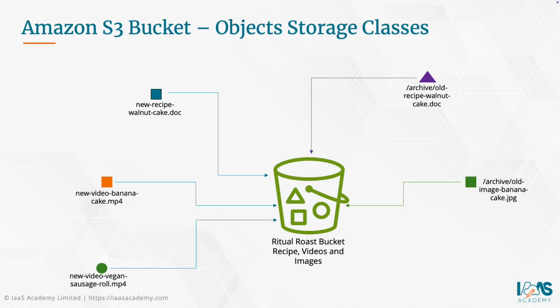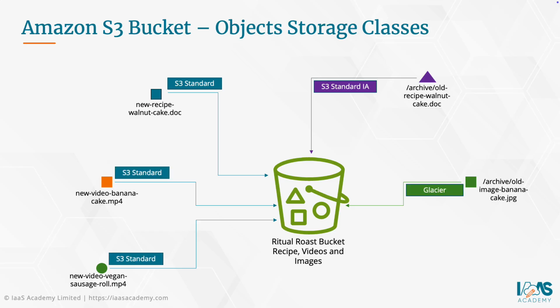Regardless of the amount of data that you store in an S3 bucket, the fact remains that each and every object that you store in an S3 bucket can be assigned a particular storage class. You could have lots of data in the standard storage class, some of that data in standard IA, and maybe a large volume of data in the Glacier storage class, depending on the type of data, the type of object it is.